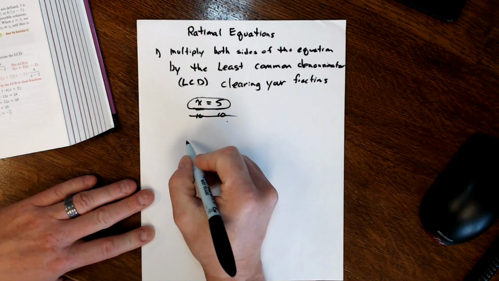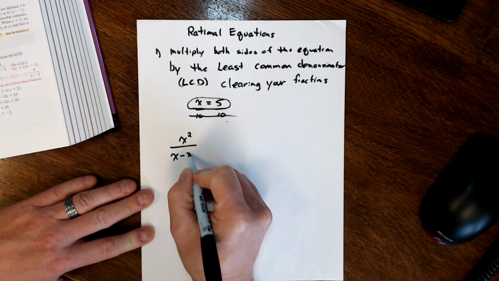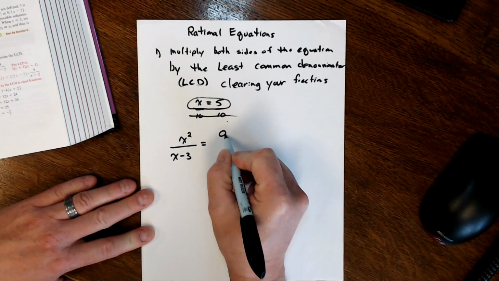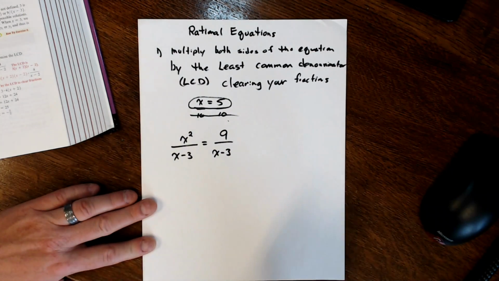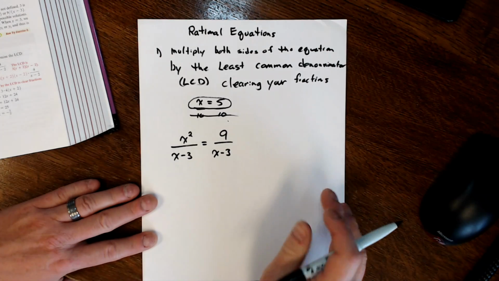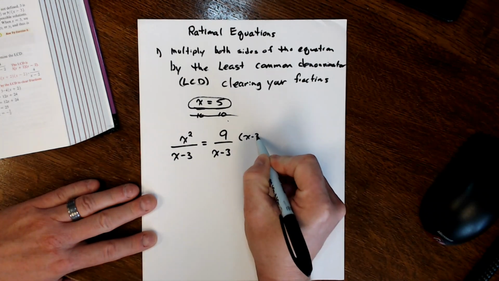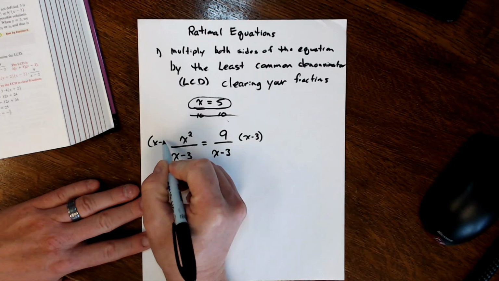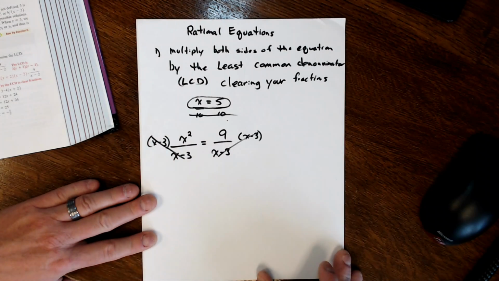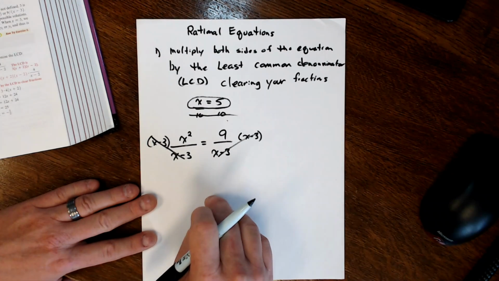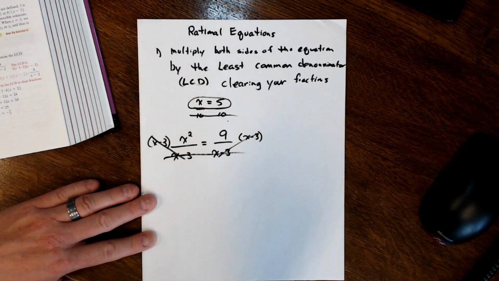For example, let's say I had x squared over x minus 3 is equal to 9 over x minus 3. Here the denominator is the same on both sides. And when that happens, you can just cross it off. Mathematically, what we're doing here is we're going to multiply both sides by x minus 3. And so we cross it off here and cross it off here. But you don't have to do this step. As long as you have the same denominator on both sides, you can just cross them off.